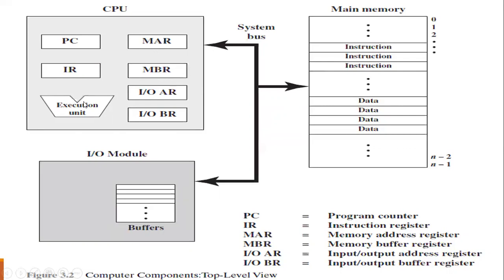Okay, here is your execution unit. Again, we have two remaining registers, IOAR and IOBR: the input output address register and the input output buffer register. These two work the same as the memory address register and memory buffer register. The only difference is that this address will be related to the IO module, and the IO buffer register will store the data which is fetched from your IO module.